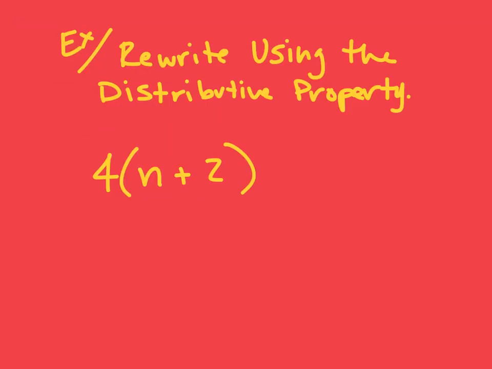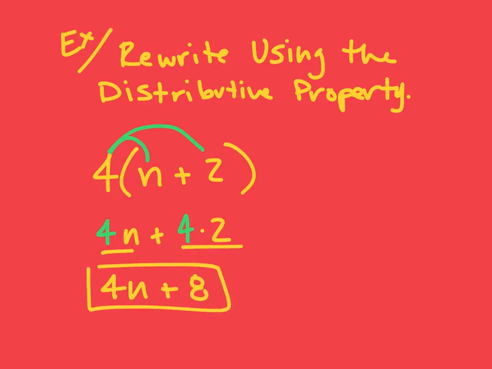So on an example like this, if all I'm doing is rewriting this expression using the distributive property, what I want to do is take my outside number, all right, next to my parentheses, and multiply it by each of the numbers on the inside. So what I do is I write it like this. I say 4 times n plus 4 times 2. Now, 4 times n, I can't evaluate that. If I don't know what n is, I simply just leave it as 4 times n. But I can do the math for 4 times 2, and that's plus 8.